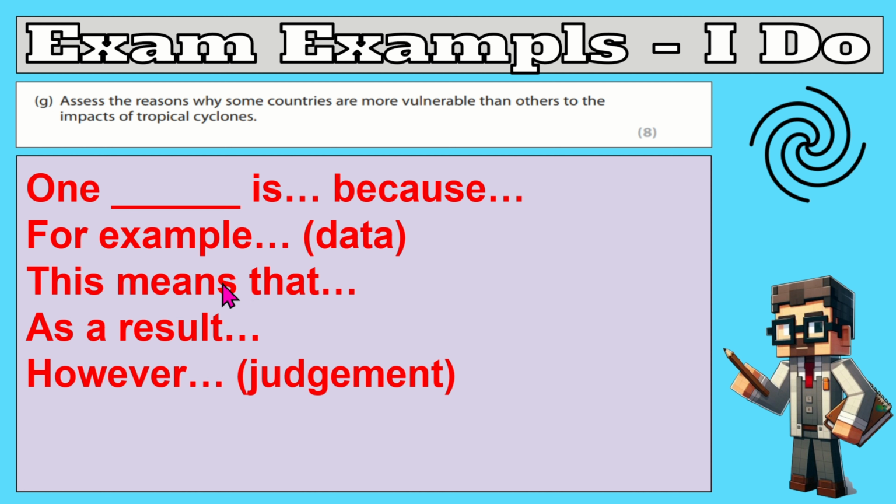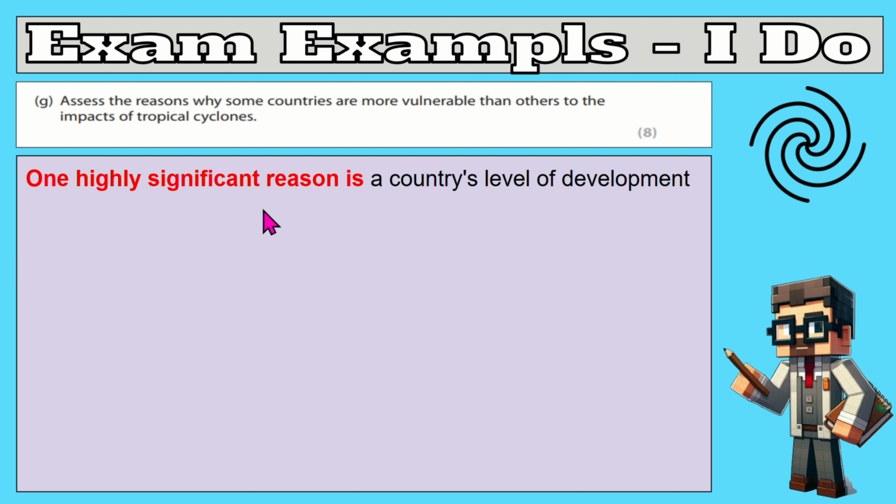Okay? Now, as quickly as you can, you should be getting onto your first paragraph. Here are my connectives. My point will be here, and I'll use reason. One reason is, and then I will develop it. Because, for example, this means that, as a result, and however. That's when I'm really getting into those AO3 marks. And I want to try and end with a judgment or start with a judgment. Okay, and I'll show you how I do that.